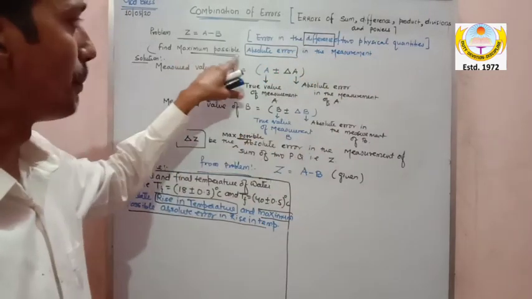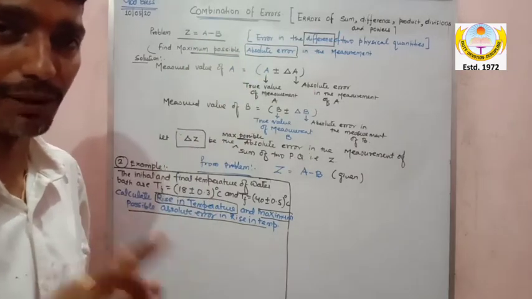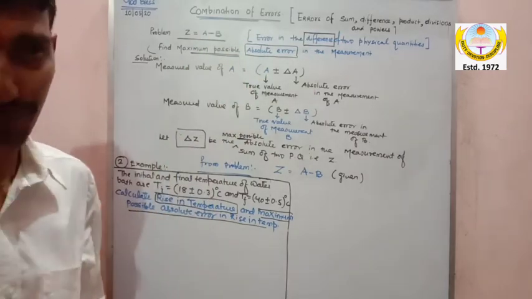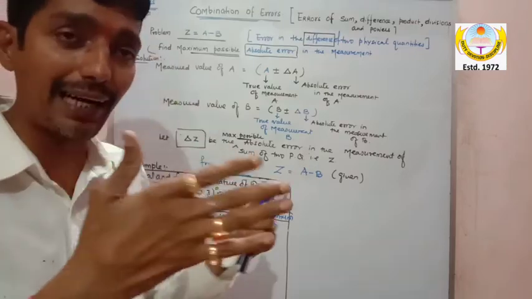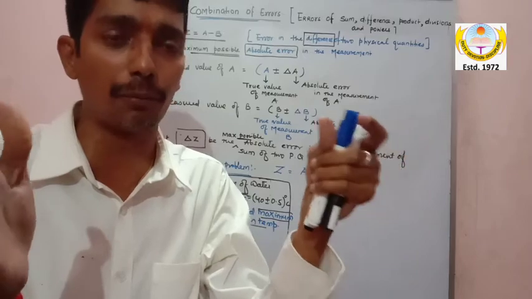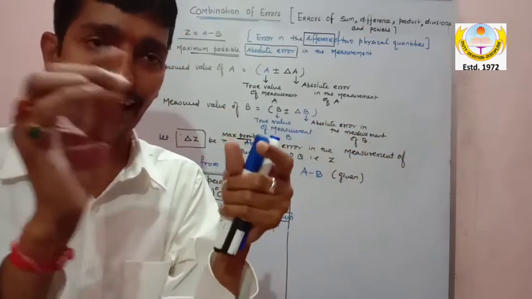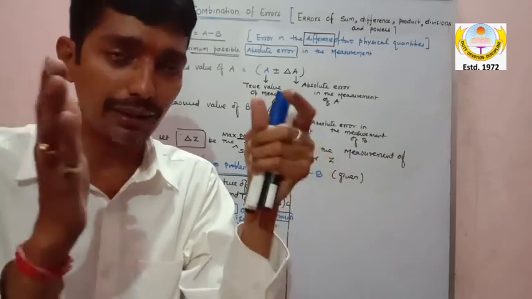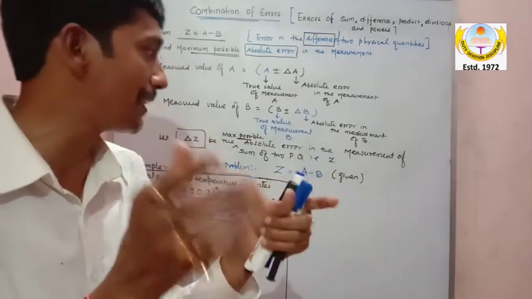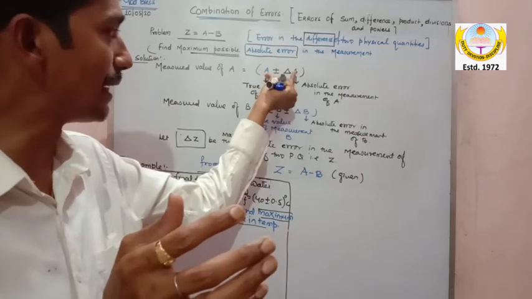And we have to find the maximum possible absolute error in the measurement. Again, our aim is to find the error, along with the true value, and write the result in a proper form. When I say write the result in a proper form, your NCERT exercises ask in many places to write the result in a proper form. The result in a proper form is always like this.